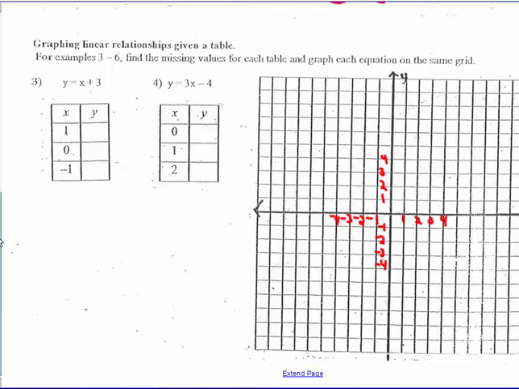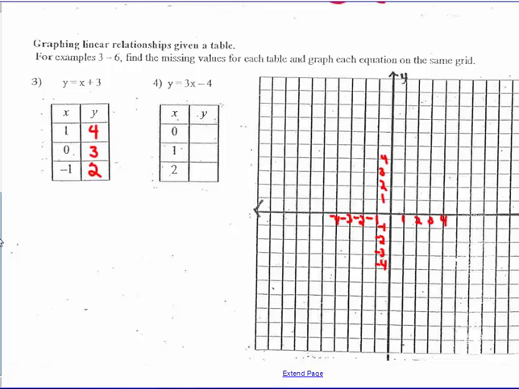You're solving the equation when they give you the x for each table and graph each equation on the same grid. So 3 and 4 are going to be on this piece of Cartesian plane here, the coordinate grid that you see here. So number 3, when x is 1, so 1 plus 3, y is 4. When x is 0, 0 plus 3 gives me 3. When x is negative 1, negative 1 plus 3 gives me 2. Easy equation to solve.